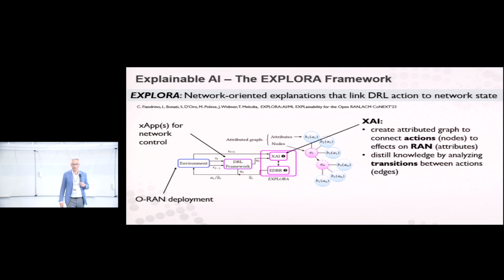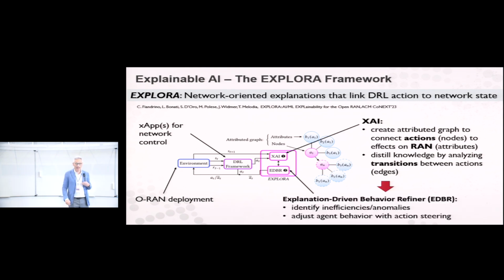And in this work, specifically, we've been looking at network slicing as a functionality of interest. And then the XAI, the explainability framework, creates graphs that connect actions that are represented as nodes to the effects on the radio access network. And then it creates knowledge by analyzing the transitions between these different actions. And last, there is a component that tries to provide recommendations for improving the behavior based on the explanations that have been developed through this.